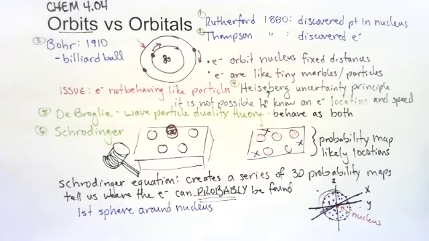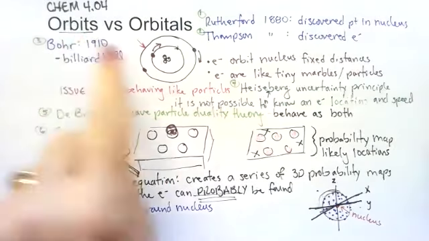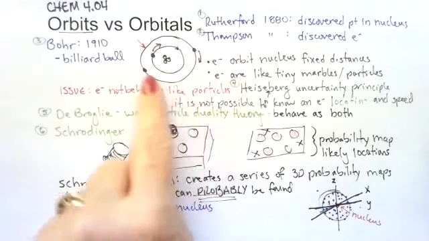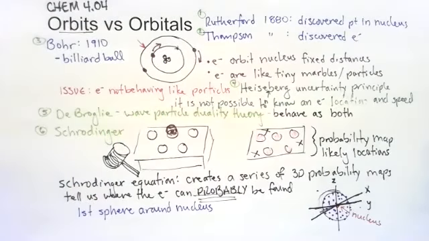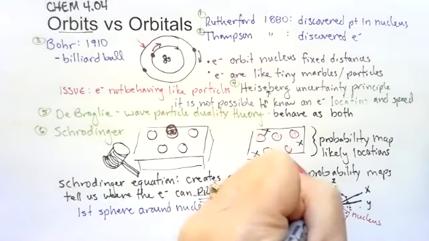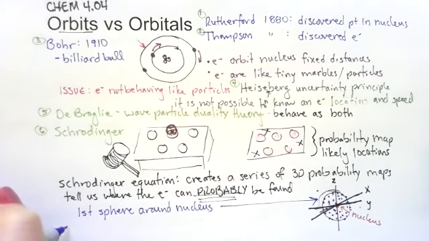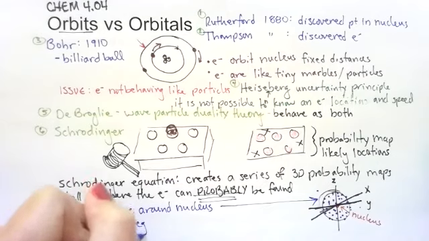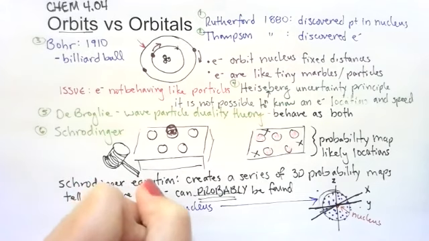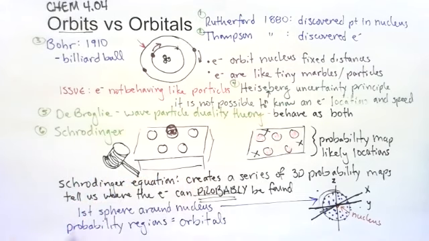Now, Schrodinger realized you couldn't call these orbits anymore. We don't have pool balls going around orbiting like planets around the sun. So he said, let's call these probability regions orbitals. And this is the definition: a 3D probability map that tells us where electrons can probably be found.